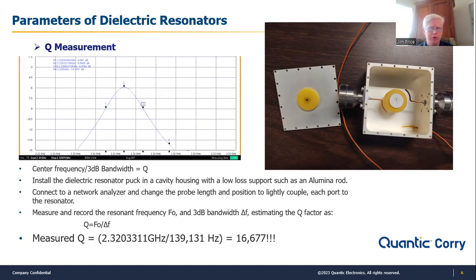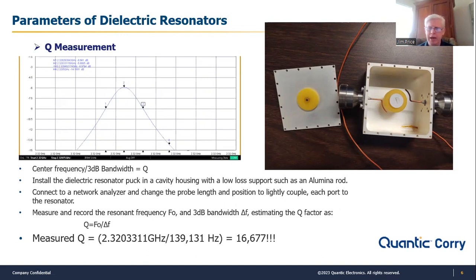Now, Q is a measure of how much loss the material has. It's how much energy it can store versus how much energy it loses. And you can measure that fairly easily with these. If you're going to be putting these dielectric resonators in a cavity, sort of like I did with the comb filters, and couple them to each other, the easiest way to test for the Q is in that same situation.